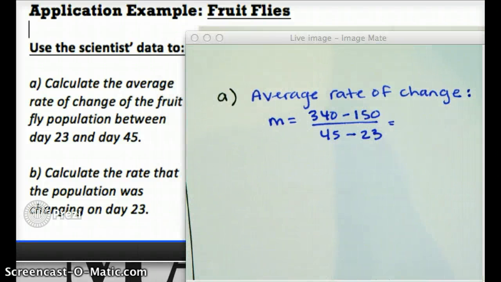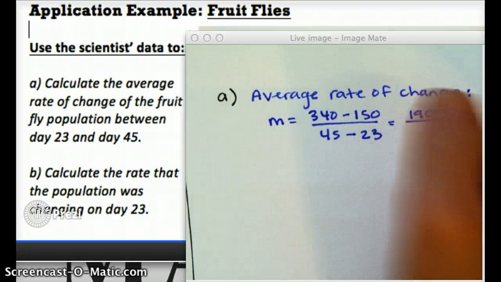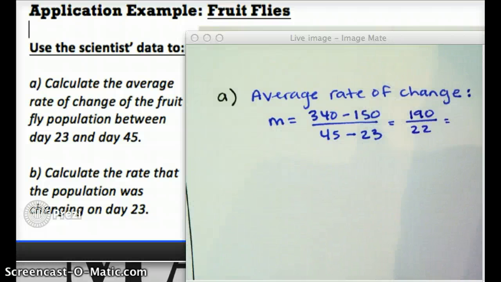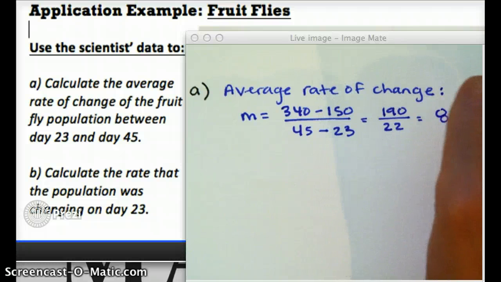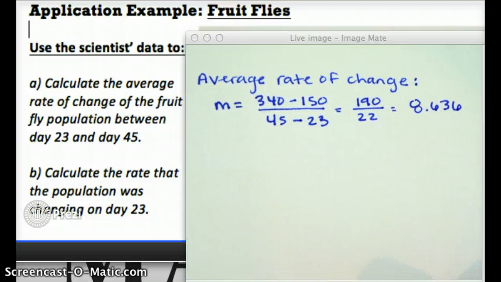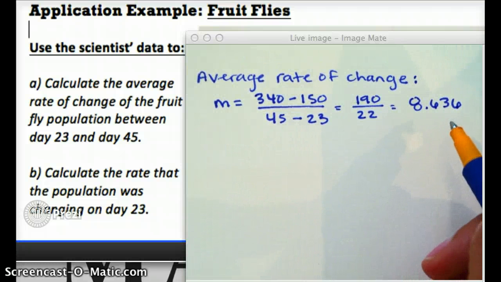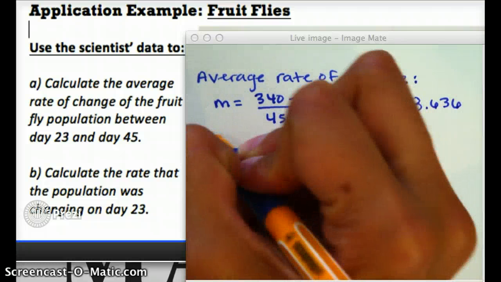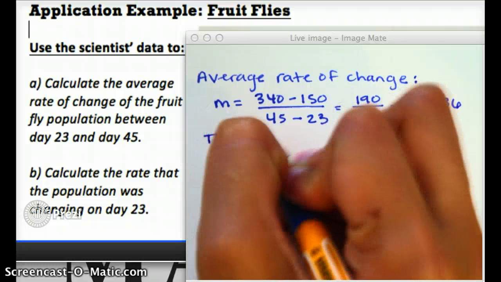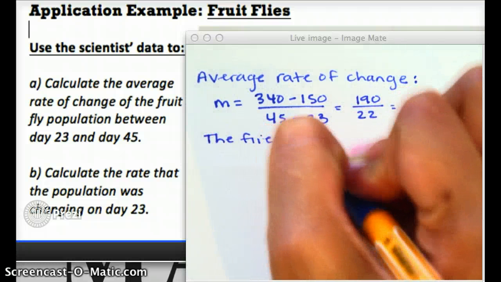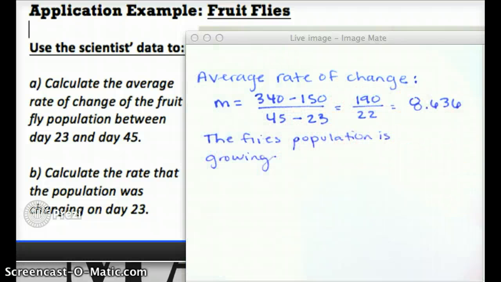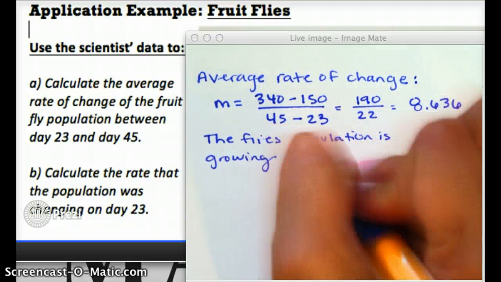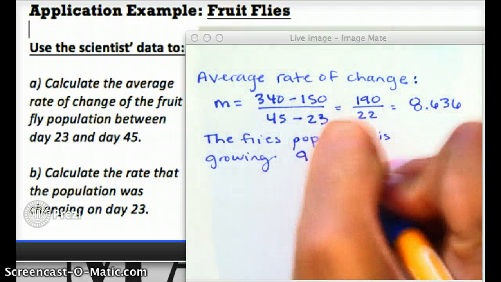340 minus 150 is 190. 45 minus 23 is 22. And if I grab my calculator and divide those, I get an average rate of change of 8.636. And since we are talking about a real-world problem here, we want to use units. So I'm going to go ahead and approximate, and we'll say the flies population is growing approximately 9, and the units are flies per day.